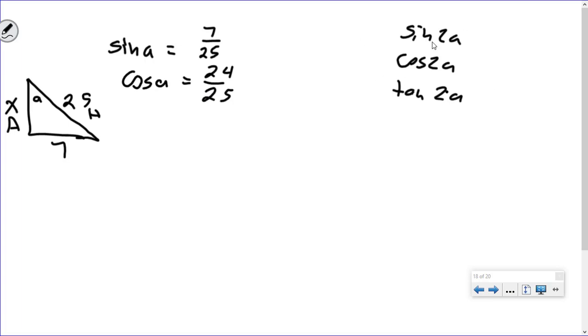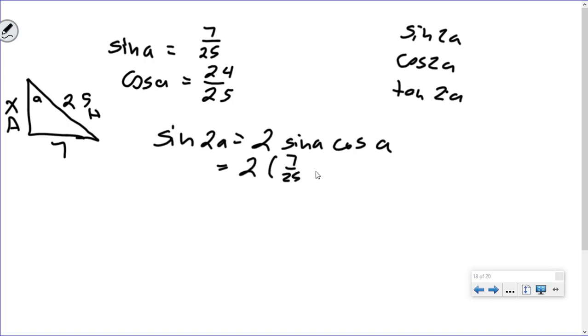Alright, so now it's just a matter of finding these things by using the identities, right? Sine 2A is equal to 2 sine A cos A. And now that I know the values of sine A and cos A, let's plug them into my equation. So 2, and then sine A is 7 over 25. Cos A is 24 over 25. So when I do that multiplication, I get 625 on the bottom, and then what do I get on the top? 336. And that is our answer.